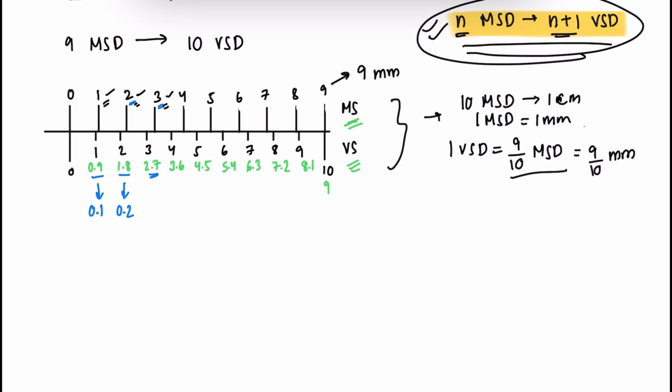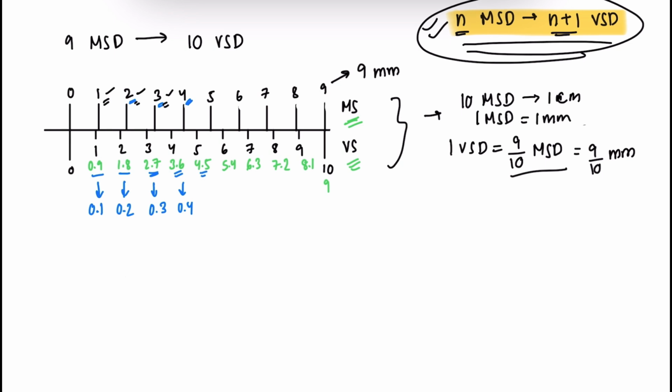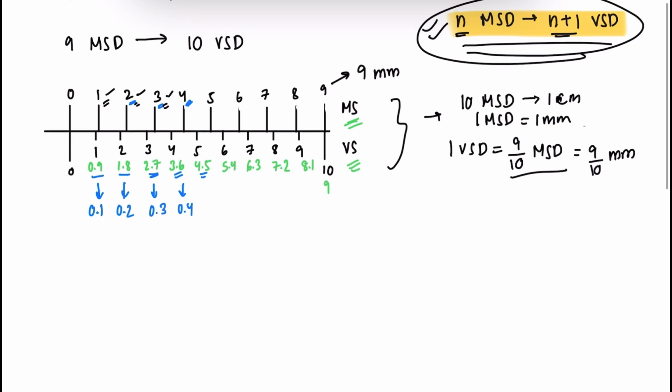2.7 and 3. Corresponding least distance would be 3 minus 2.7, which is 0.3. This is 3.6 and that's 4. So the corresponding least distance would be 0.4. This is 4.5 and this is 5. So this would be 0.5.